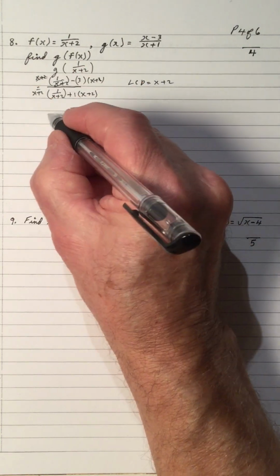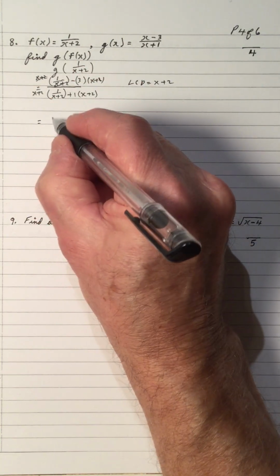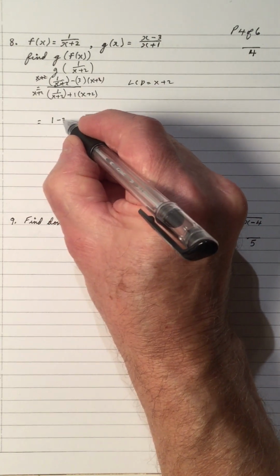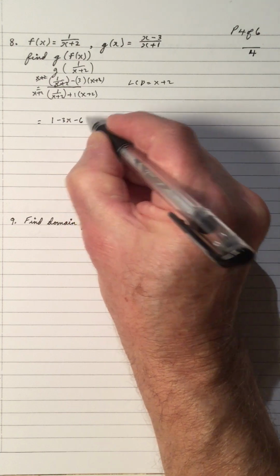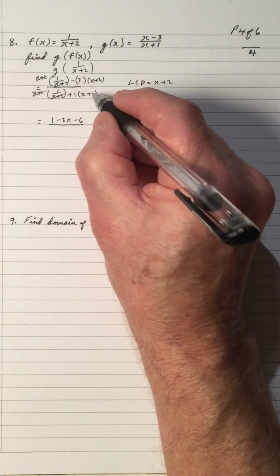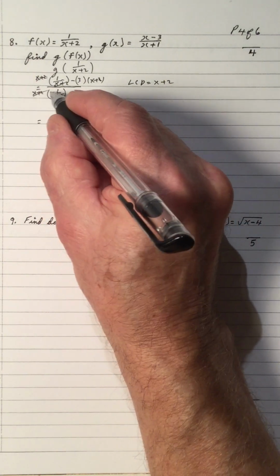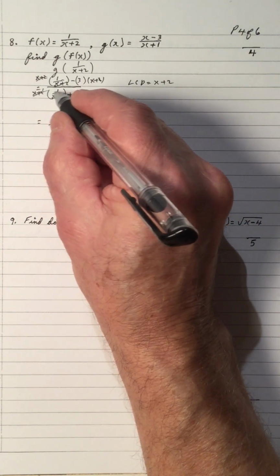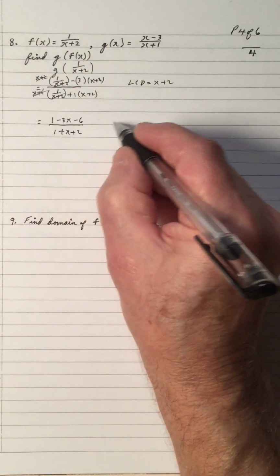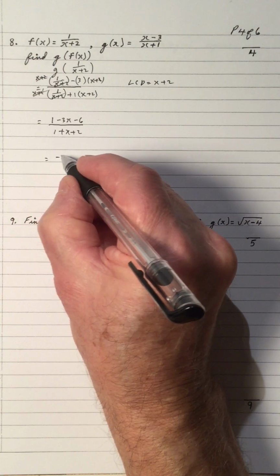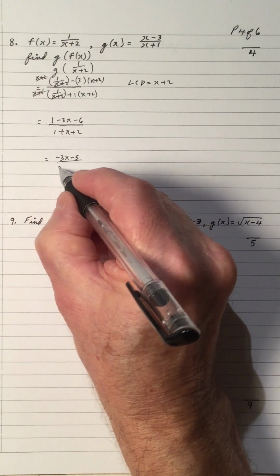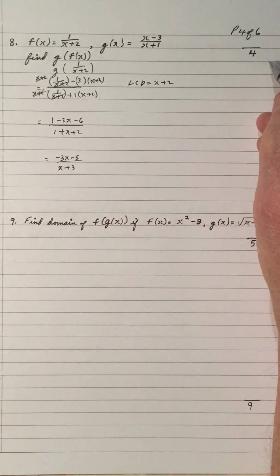They cancel out, and I get a 1. And negative 3 times x plus 2 is negative 3x minus 6. X plus 2 cancels. 1 times x plus 2. So that's it. That cancels out. So that gives me a 1 plus x plus 2. And that simplifies to negative 3x minus 5 all over x plus 3.